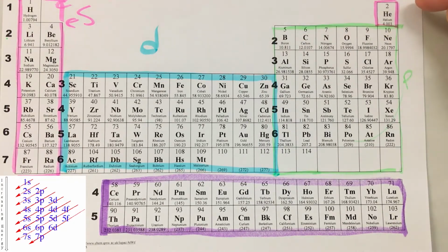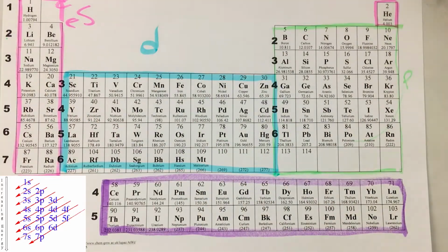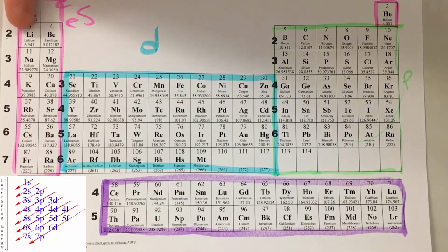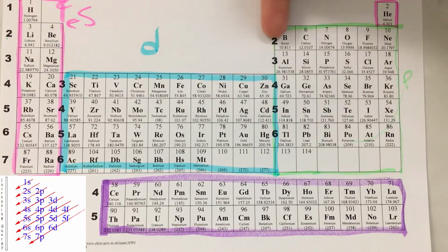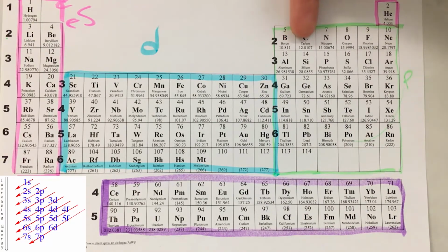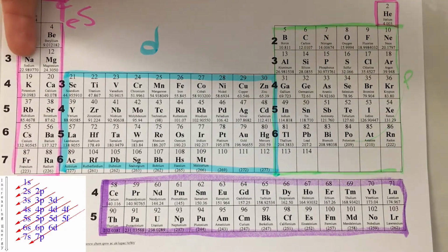When we get to the end of the line, we do a typewriter cha-ching, and we go to the next line. The next line is the 2, and here we have the 2s, 1 and 2. So we're filling the 2s orbital. If we go across, we hit the 2p orbitals, 1, 2, 3, 4, 5, 6. Go to the next row, 3s, 1 and 2.